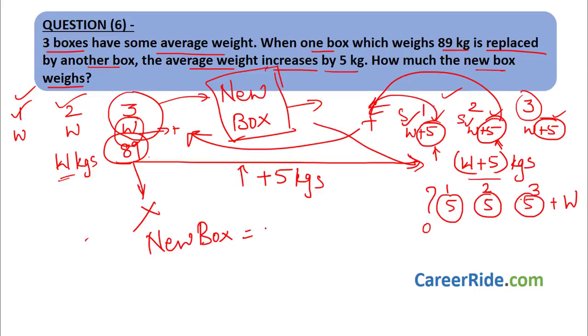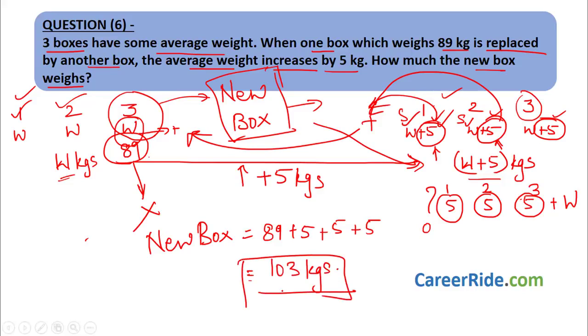So what should be the weight of the new box? It should be 89, that is the original box weight, plus it should compensate for this increase of 5, right? Because the average increases by 5 for the first box, an increase of 5 for the second box, and an increase of 5 for itself also, because when the average increases by 5, 5 is added to each of the individual weights. So what would it be? This is nothing but 103 kgs. Okay, it is very easy. You might think that this is difficult and very complicated, but it is not.